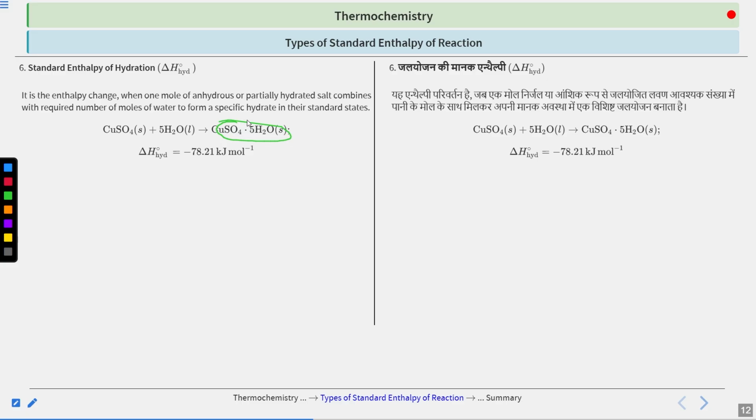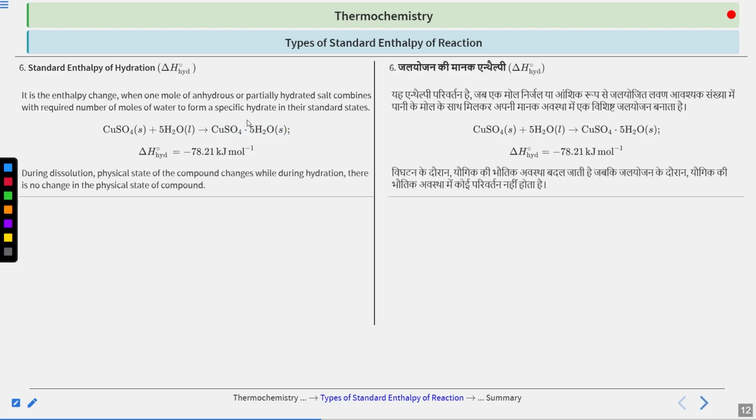So why is it negative? Why not positive? Because this is stabilizing the CuSO4 in the non-ionic state, right? Clear? So basically what it does is it combines with this ionic part of water and stabilizes the positive or negative part accordingly from where it is attached. So what happens during dissolution? During dissolution, the state of a system changes, while during dehydration, there is no change in the physical state of the compound. So we'll see it later.